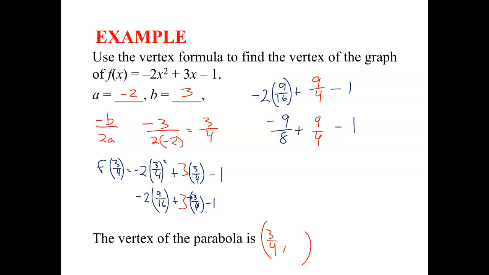Now, the least common denominator is going to be the least common multiple. It's always going to be a bigger number. So I'm turning this 4 into the 8. So negative 9/8 plus 18/8 minus what? 8/8. Fractions, man. So what do we end up with? Minus.